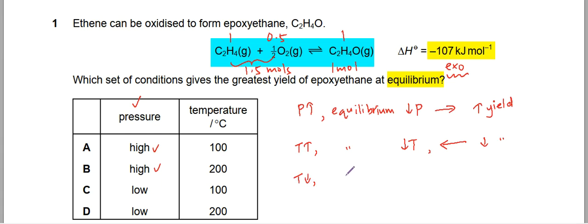When we decrease the temperature, the equilibrium will try to increase the temperature, so this will favor the forward reaction, which will increase the yield. So in this case, the reaction conditions that we want are decreased temperature and increased pressure. So the answer is A.